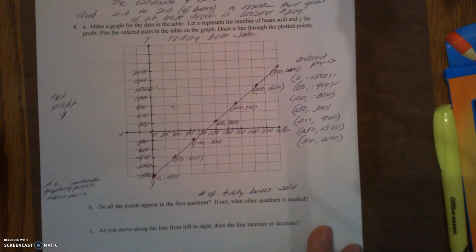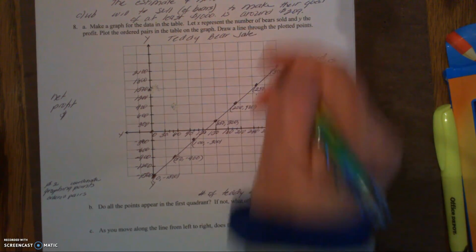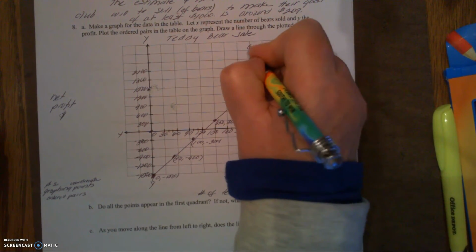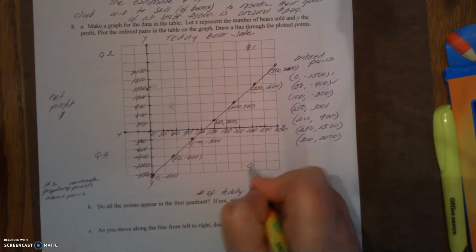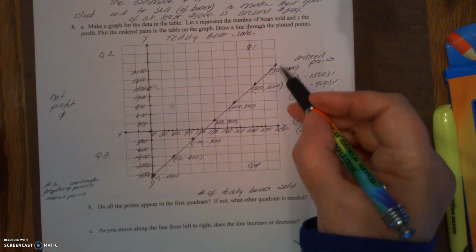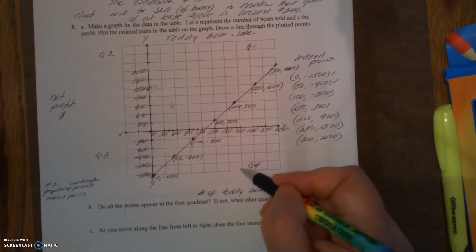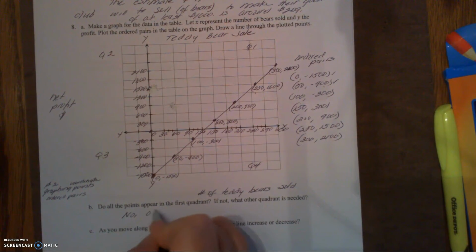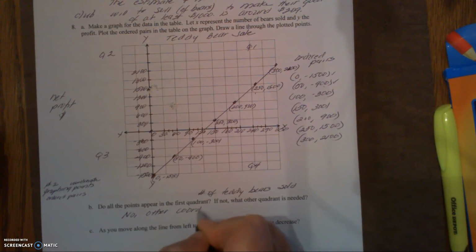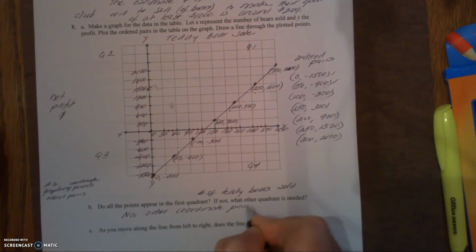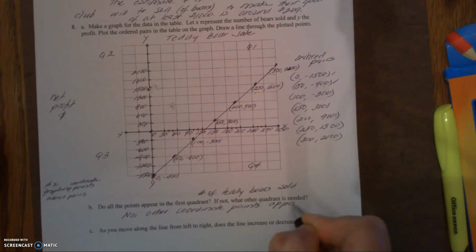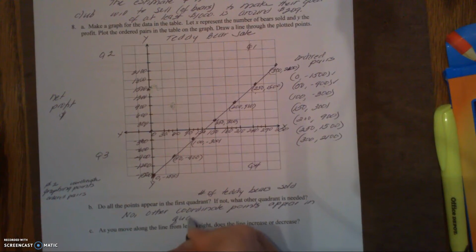Okay. Do all the points appear in the first quadrant? So we know this is quadrant 1, this is quadrant 2, quadrant 3, and quadrant 4. So we see coordinate points in quadrant 1 and quadrant 4. So do all the points appear in quadrant 1? No. Other coordinate points appear in quadrant 4.